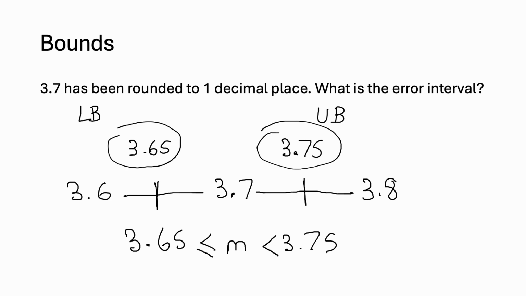And the reason why it has to be equal to or more than 3.65 is because if we round 3.65, the number to the right of this 6 to one decimal place is 5. So that means we have to round up. And if we round 3.65 to one decimal place, we get 3.7. So that's why it can be equal to 3.65.